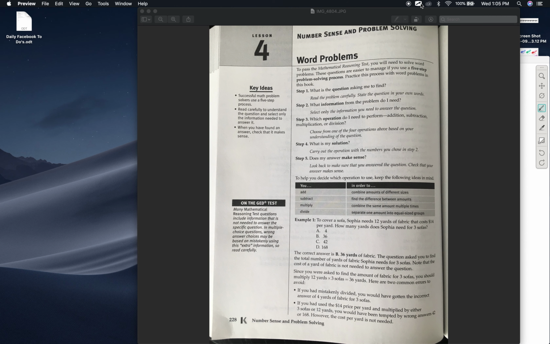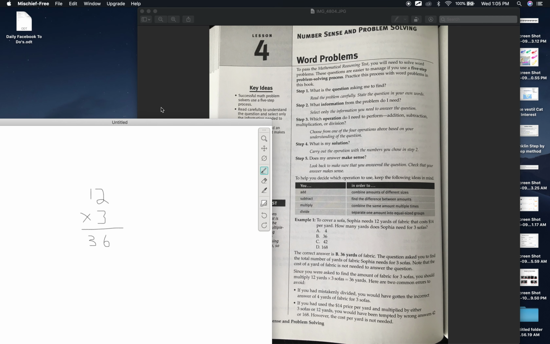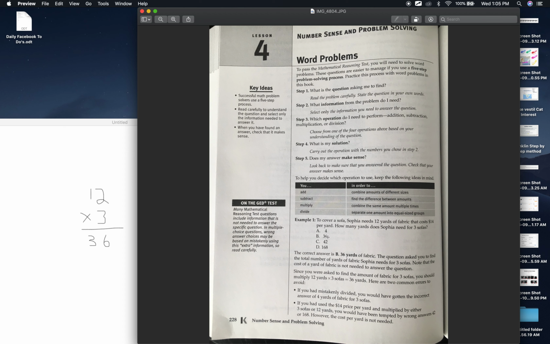Let's do this. 12 times 3. 3 times 2 is 6. 3 times 1 is 3. So there's our answer. It would be B, which is 36. You can go ahead and read this if you like, but it's just explaining exactly what I explained here.